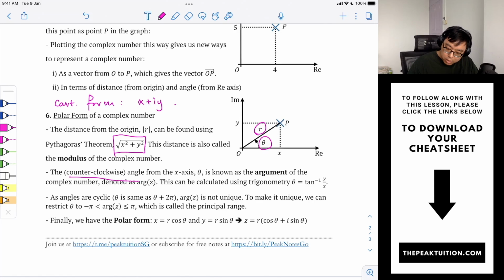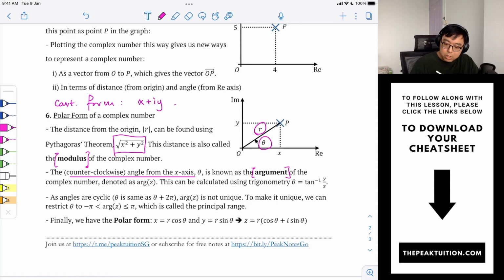The counterclockwise angle from the x-axis is known as the argument. These highlighted things are all very important. These are all important terminologies that you might come across, and if you don't know what they're talking about, you might get your question wrong, or you might not even know how to start your question. So please take note of this notation.